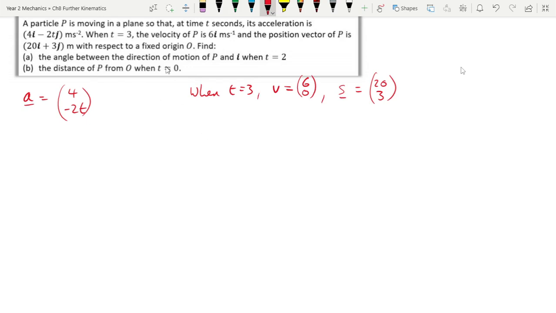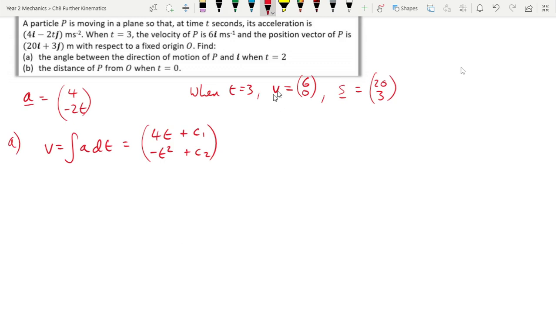Now we've got to find the angle between the direction of motion of P and i, so the horizontal, when t is 2. When it says the direction of motion, that's basically which way it is moving, so we're interested in the velocity. That describes how something is moving. To go from acceleration to velocity, I need to integrate it. So the velocity is the integral of acceleration. That will be 4t, and then minus t squared. Then I also need to include my constants, so plus c1 and plus c2, like that.